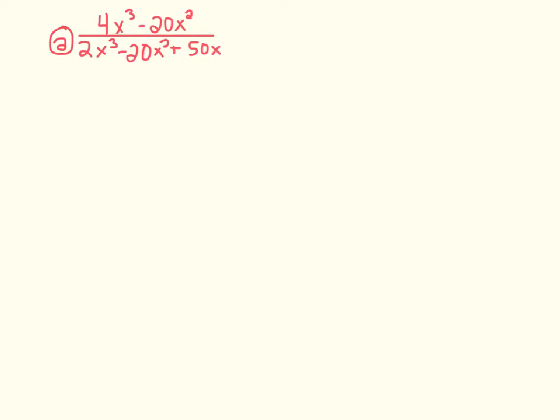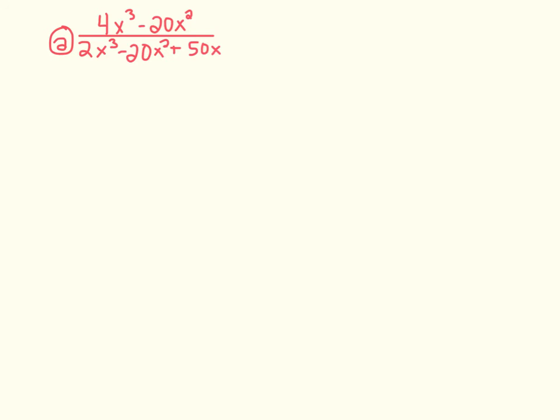Okay, let's take a look at one more example. Now again, remember, you're not allowed to just start canceling off. You can't just say, oh, look, here's a 20x squared and a 20x squared, let me cancel those off. Because this 20x squared is connected to the 4x cubed by a subtraction sign. And same thing down here, okay? It's connected to these terms by subtraction and addition. So what we want to do is factor the numerator and factor the denominator, because once everything is factored, you can cancel off factors with other like factors.